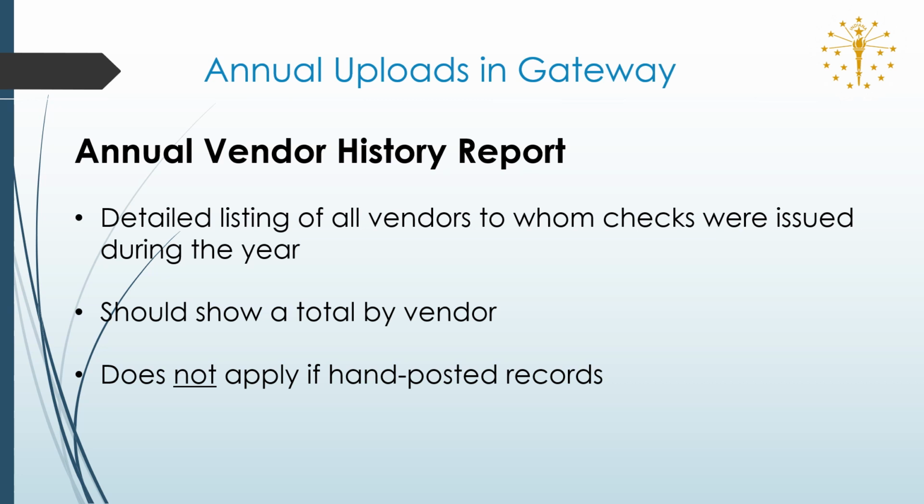The annual vendor history report is a report that shows the total amount dispersed to each vendor or payee for the year. Please upload an Excel file if possible. If not, a searchable PDF would suffice. This report should show a total by vendor and payee. If you have a software system, this should be a report that can be run. I would make sure to inquire with your software vendor to see if this is possible. This is not required if you have hand-posted records. You will select hand-posted records and click Submit.